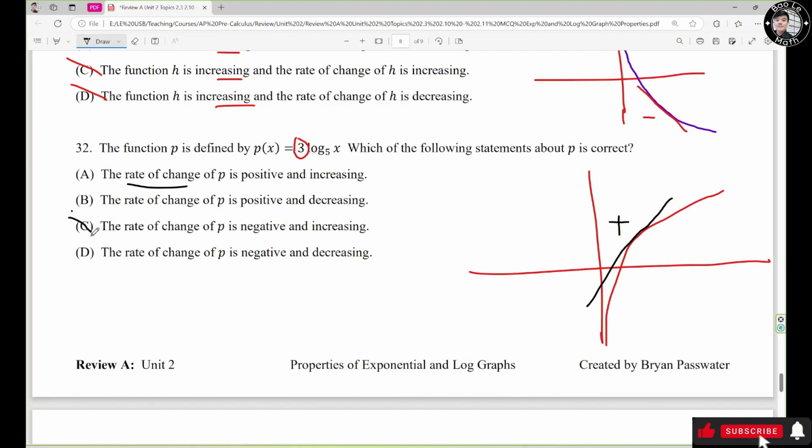We need to eliminate C and D, right? Now, since the function is concave down, the rate of change is decreasing, right? So the answer must be B.